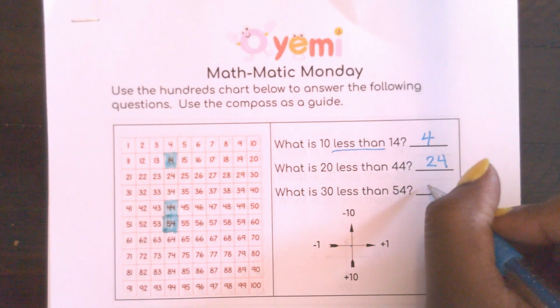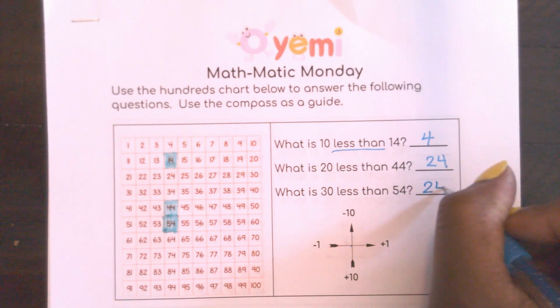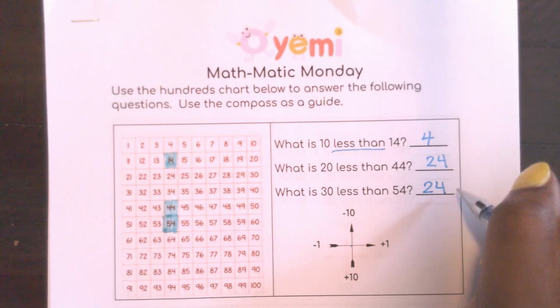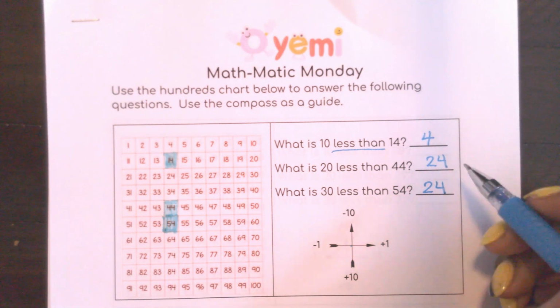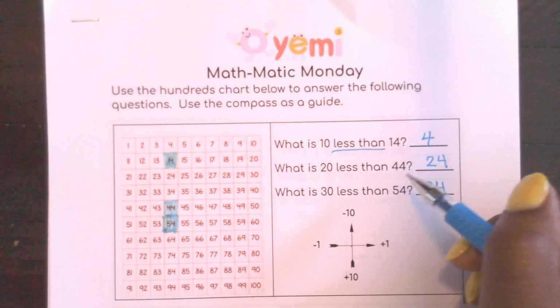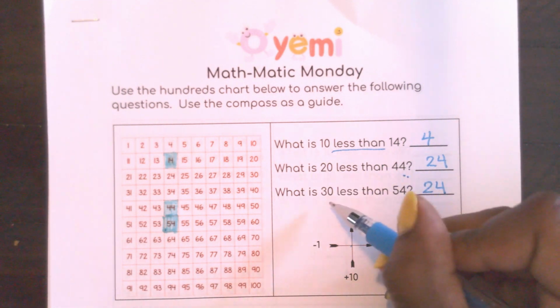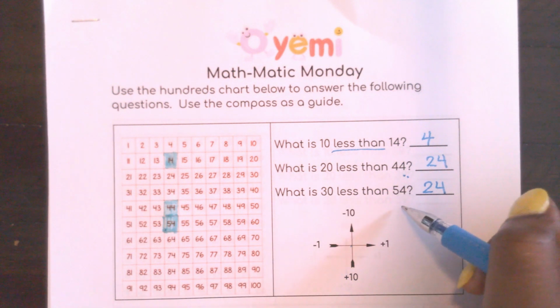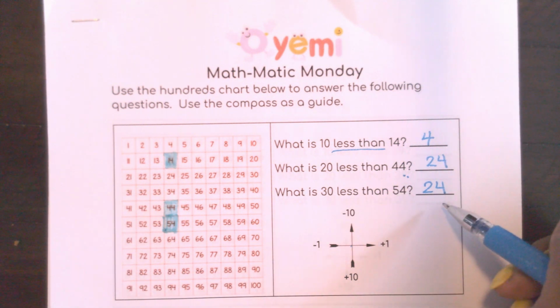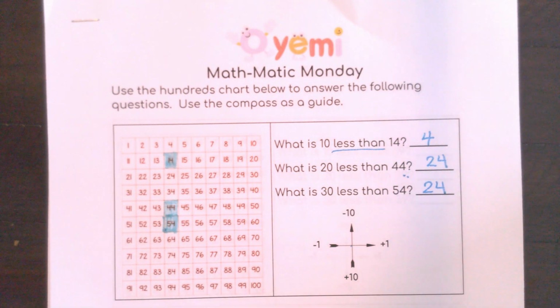So it's pretty interesting that these have the same answers. Because 20 away from 44 is 24. And 30 away from 54 is also 24. Good work.